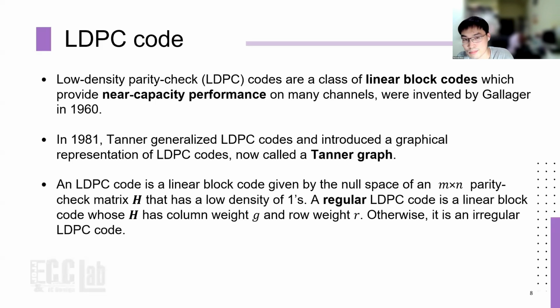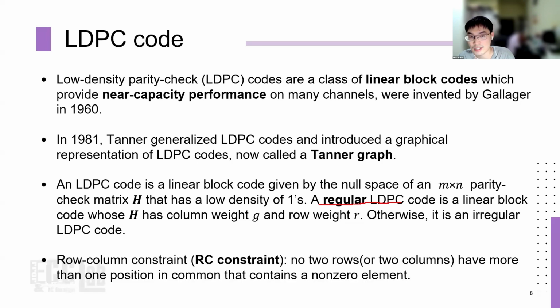An LDPC code's parity check matrix has a low density of 1s. We say a regular LDPC code is a linear block code whose H has constant column weight and constant row weight. Otherwise, it is an irregular LDPC code. And last, an important constraint called the row-column constraint, or RC constraint, says that no two rows or two columns have more than one position in common that contains a non-zero element.